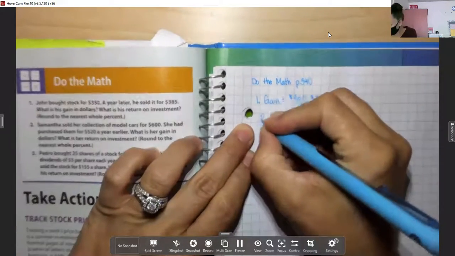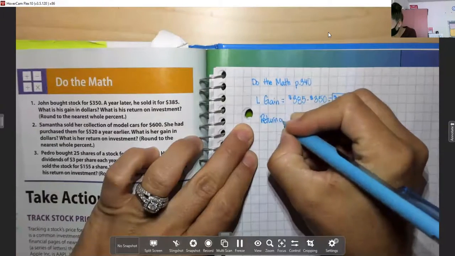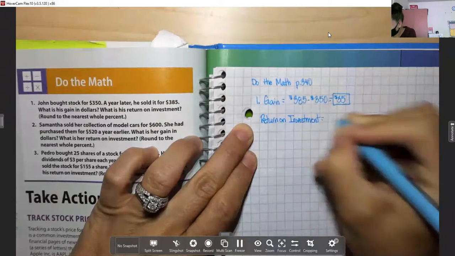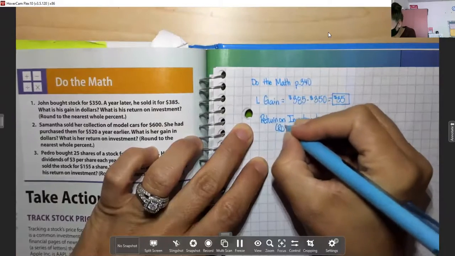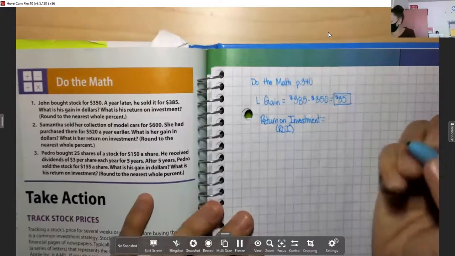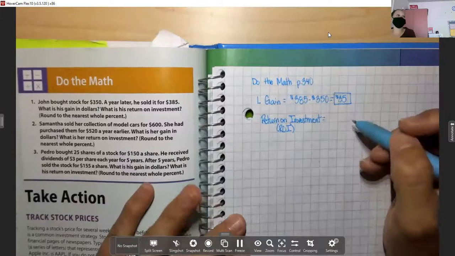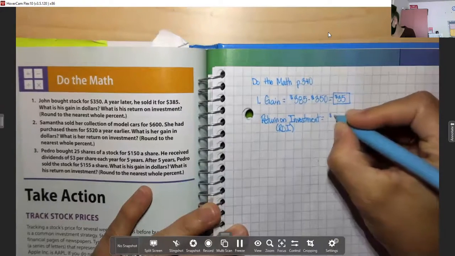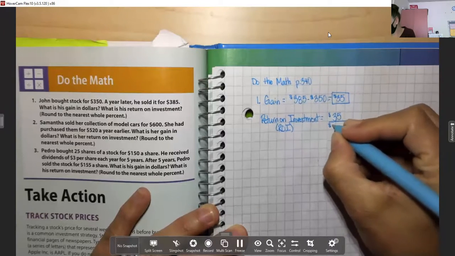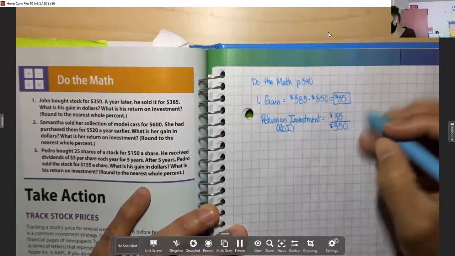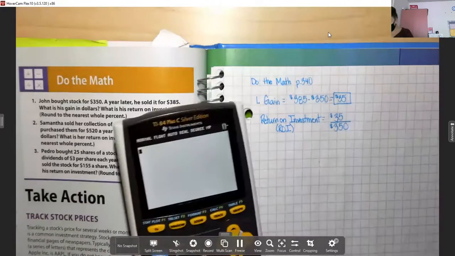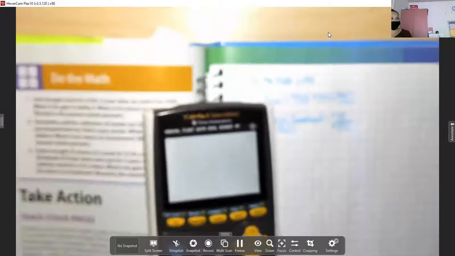And then his return on investment. So return on investment is what we're going to call the ROI. I will not write return on investment again. It will just be ROI. It is the amount he made, his profit, so his gain, which was $35, divided by the amount invested. How much did John spend out of his pocket? So he made $35, but he spent $350. So 35 divided by 350.